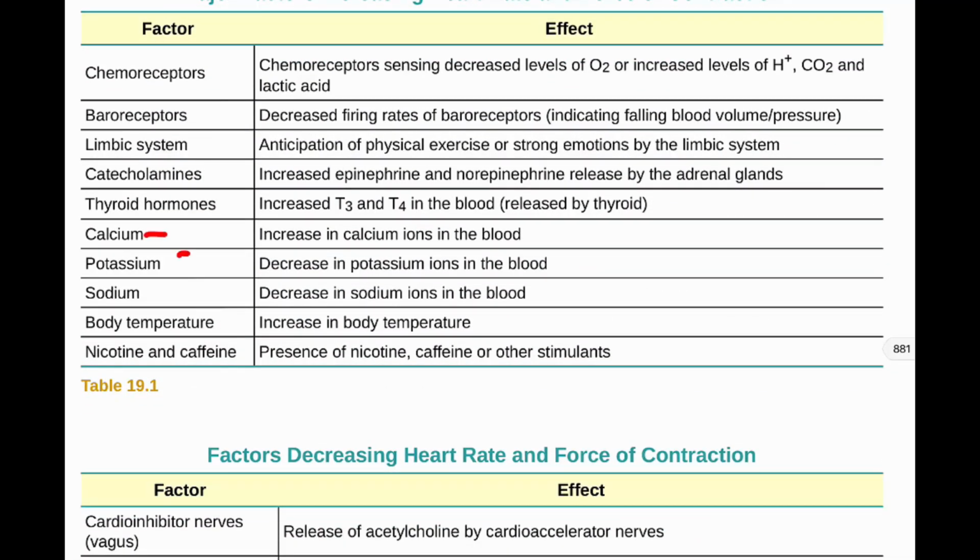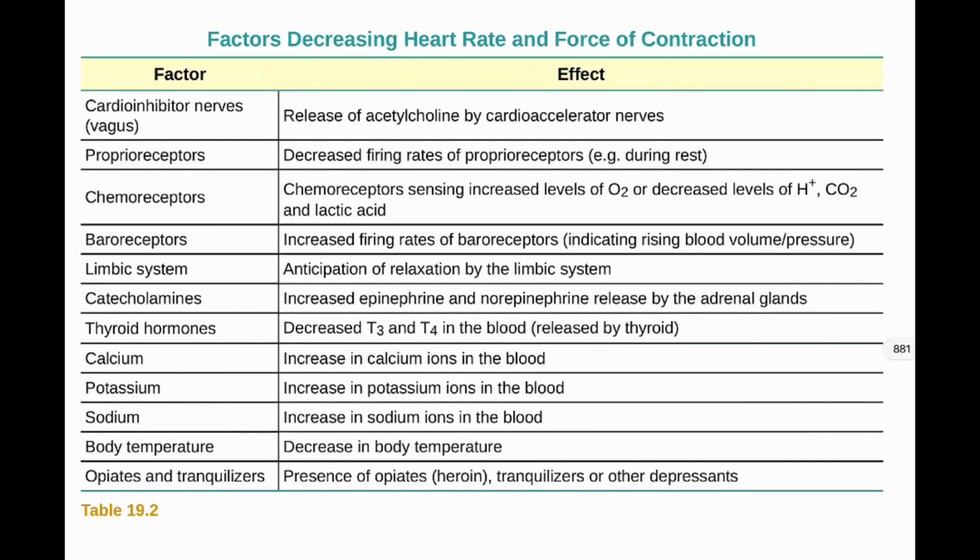We talked about the different ions here, the catecholamines, thyroid, our limbic system. So that's a continuation of the chart, increasing heart rate. And then here we are, factors that decrease heart rate and the force of contraction, and the things that we've just spoken about.